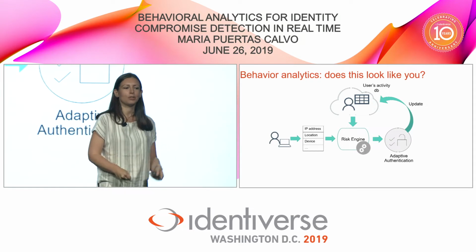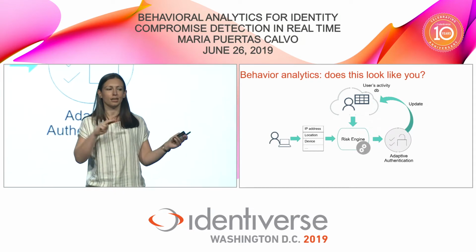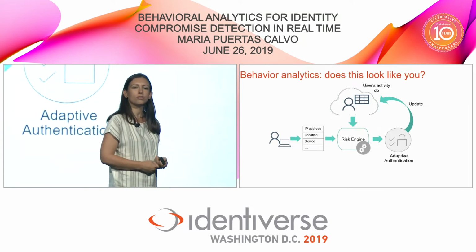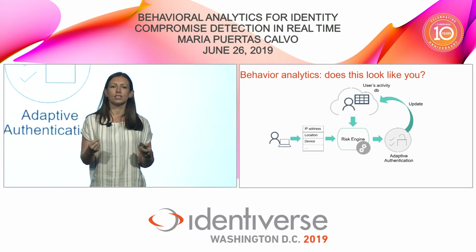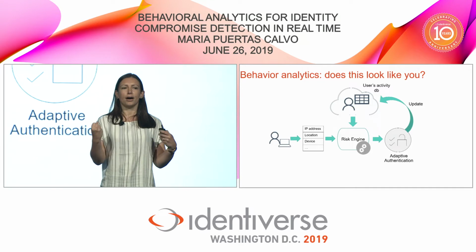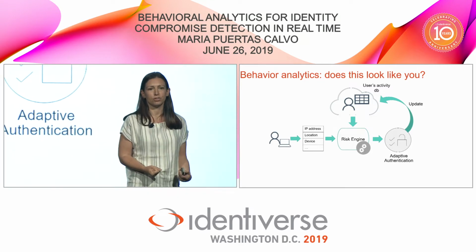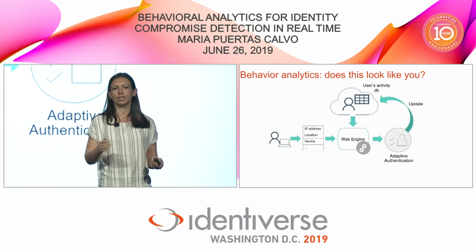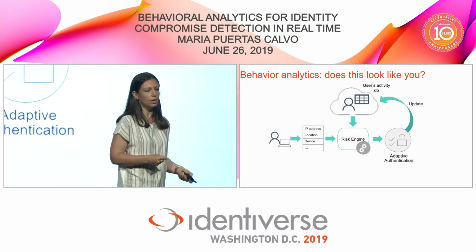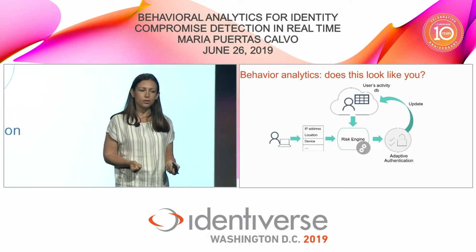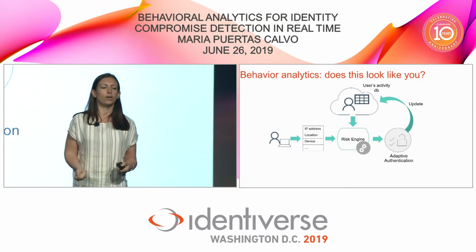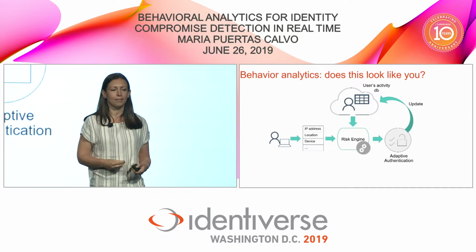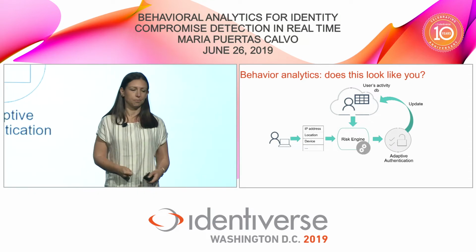OK, so basically what we're trying to do here, this is a security modality of behavior analytics. We're just trying to see if when we see a new sign-in in the system, we're comparing it to what we know about the user and deciding if that sign-in looks like the user or looks like it's not the user. So the system will collect different attributes from the sign-in, and then we will compare it to what we have stored in the user activity database, and then the risk engine will make a decision.